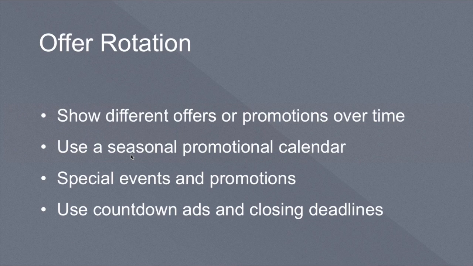So one more that we can do is rotate our offers. And the best way to think about this is to think about your annual calendar. If you've got a 540-day list, you have over a year to promote to people, and during that year your business may have different seasonal offers. You may have special events, special promotions, and you can build all of those into your campaign.